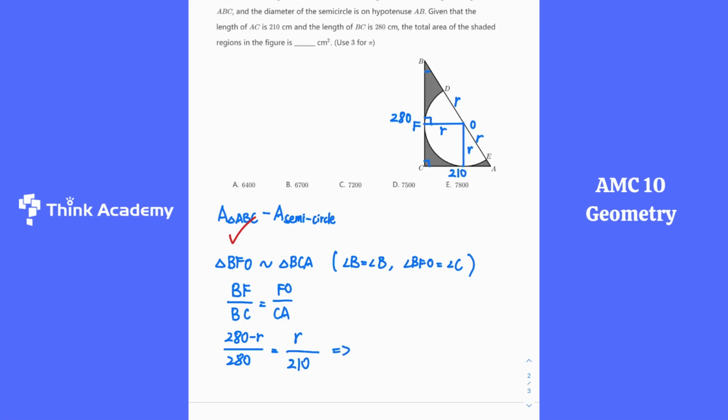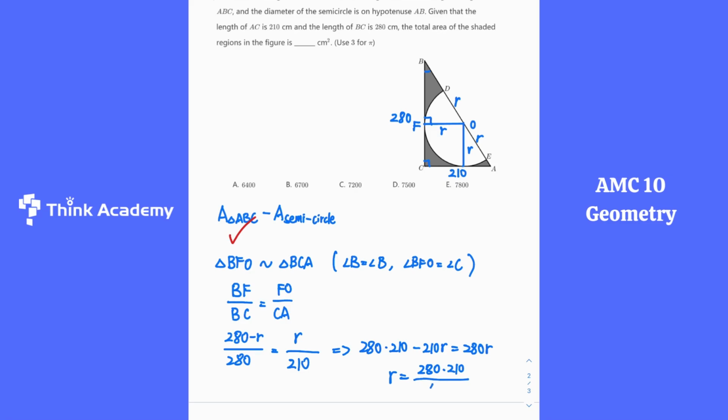All right, so once we have this equation, we can just solve for the radius. So what we can get is that 280 minus the R, or let's just try to open this parenthesis. So we multiply this by 210, and then minus 210 R equals 280 R. Okay, so we can use the cross multiplication, and then we can just combine these R's and also simplify this calculation.